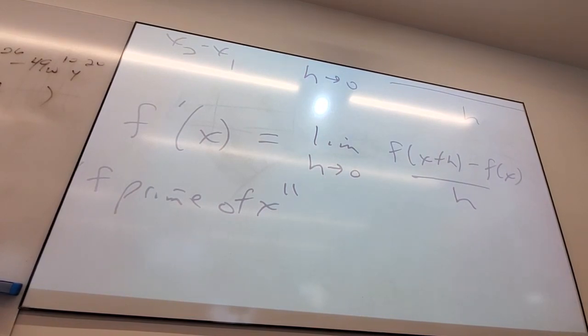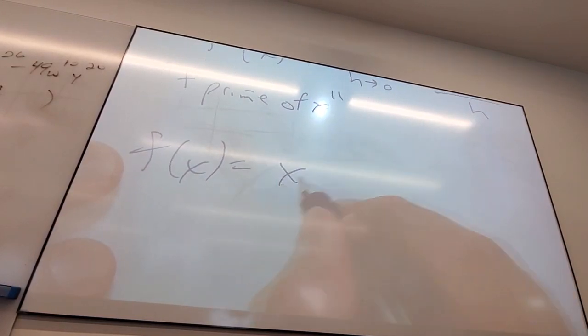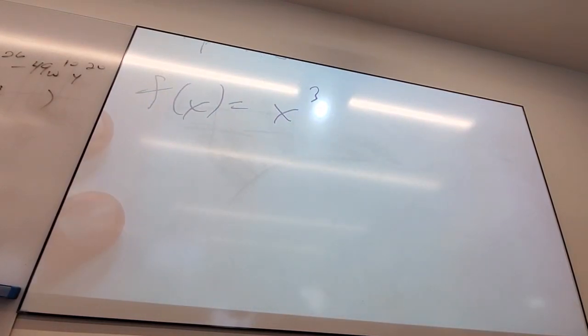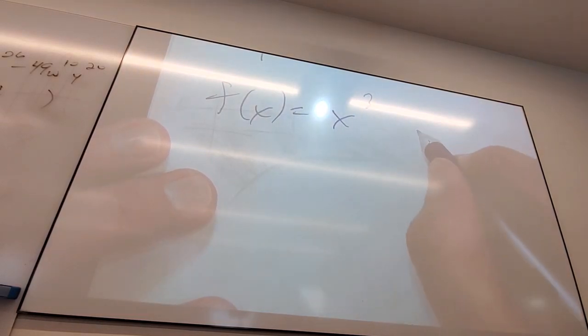So let's do a specific problem. Let's say I have the function, sure, let's make it exciting, x cubed. So I'll give you an example of why we want to move past this process. And I want to know the slope at x equal to 2.